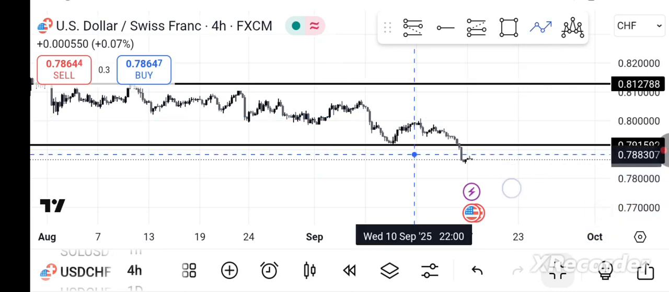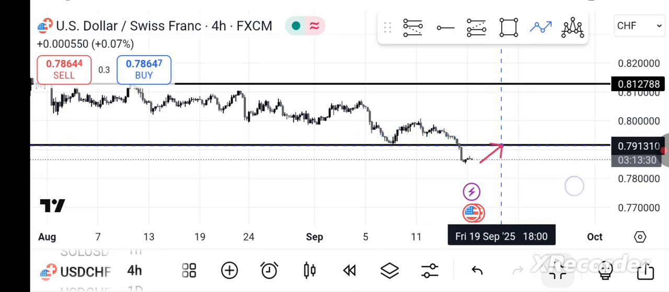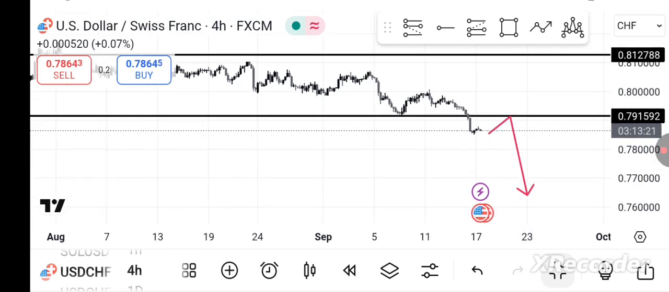So I'll be waiting for the retest on this rigid resistance level to sell. I'll be waiting for this to sell. So I think I'm going to be stopping here in this video. I actually want to make it short.